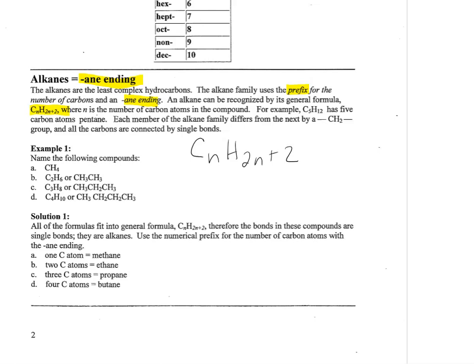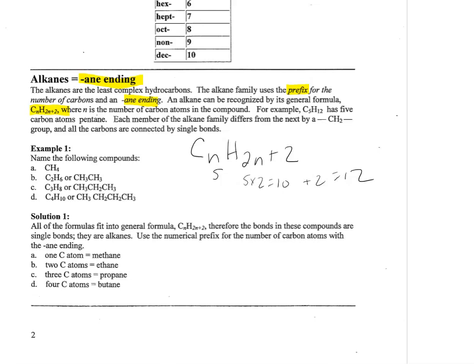For example, if we have five carbons, we multiply that by two, so 5 times 2 equals 10. Then we add the 2, which gives us 12. This gives us the total number of hydrogens. So we just need to follow that formula. It has five carbon atoms, and the hydrogens would be 12.